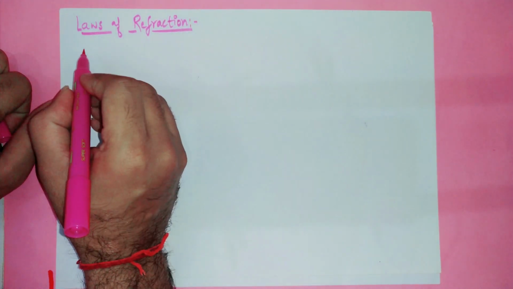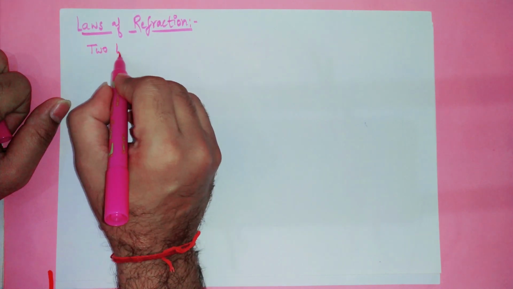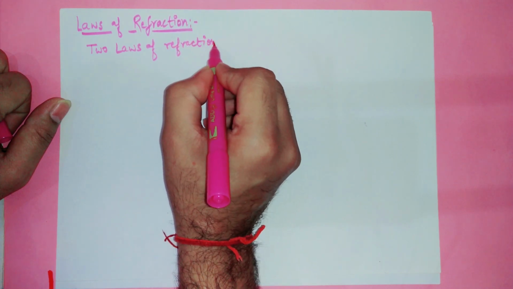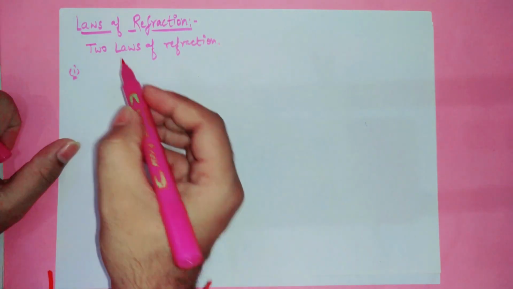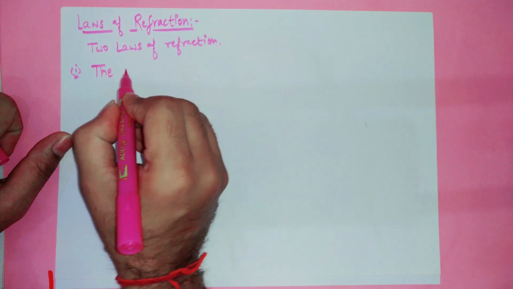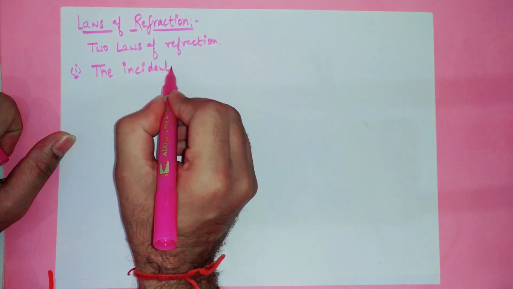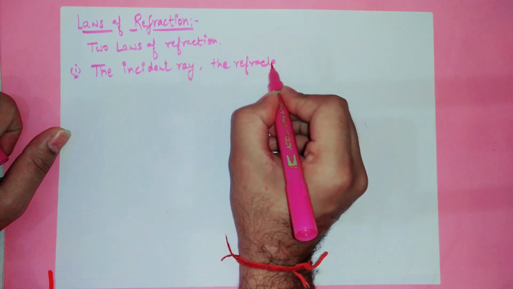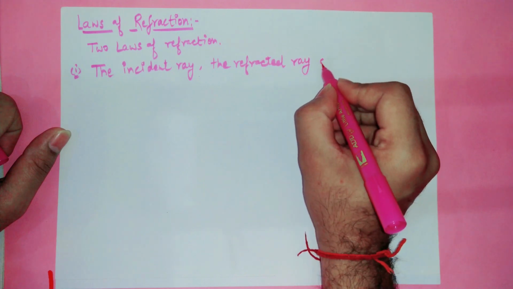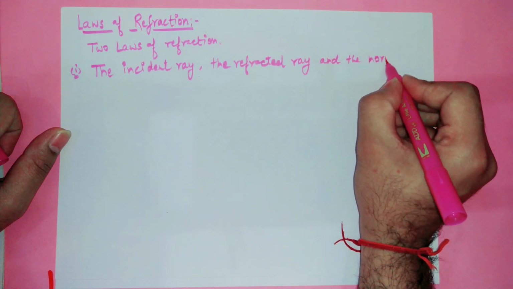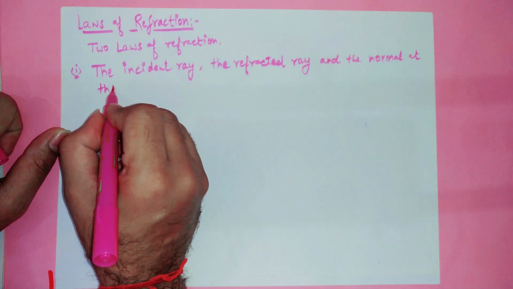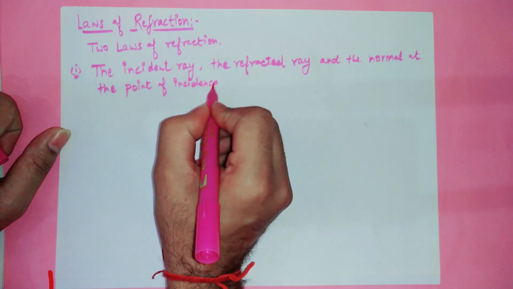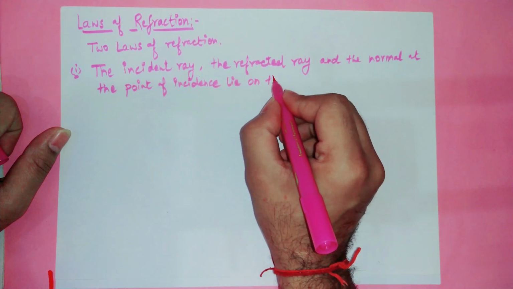Laws of refraction. There are two laws of refraction. How many laws are there? Two laws of refraction. The first one is: the incident ray, the refracted ray, and the normal at the point of incidence lie on the same plane.